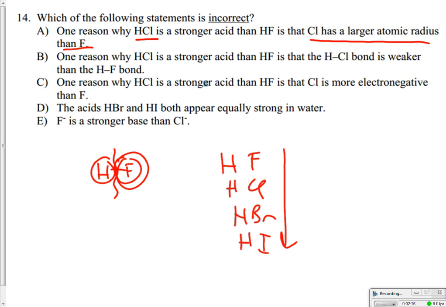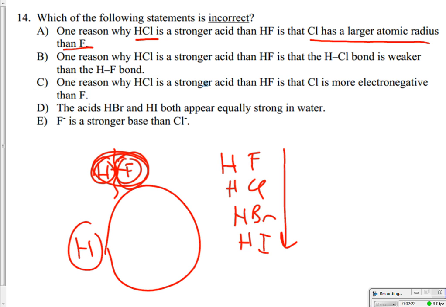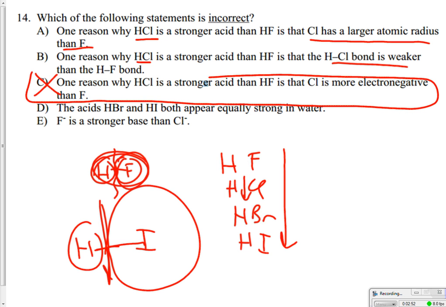Bonds are harder to break when they're smaller, the closer the atoms are. Whereas if you take HI, H and the ion I, when you make an HI acid, since it's a longer bond, it's actually easier to snap. So that's true. The reason why HCl is a stronger acid than HF is the HCl bond is weaker. That is true. The H-Cl bond snaps off easier because the ions are larger. One reason why HCl is stronger is that Cl is more electronegative. That is incorrect. That is the answer that you want because it's asking you for the incorrect statement.